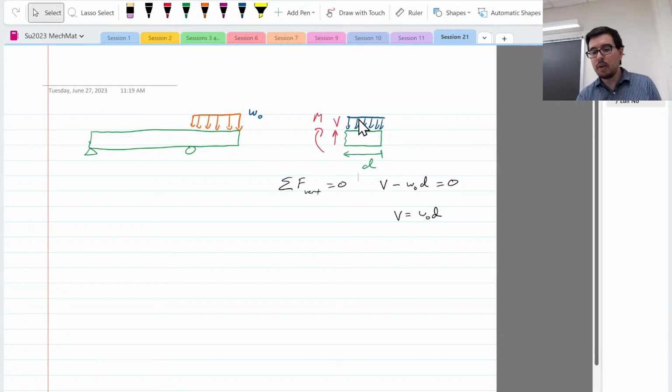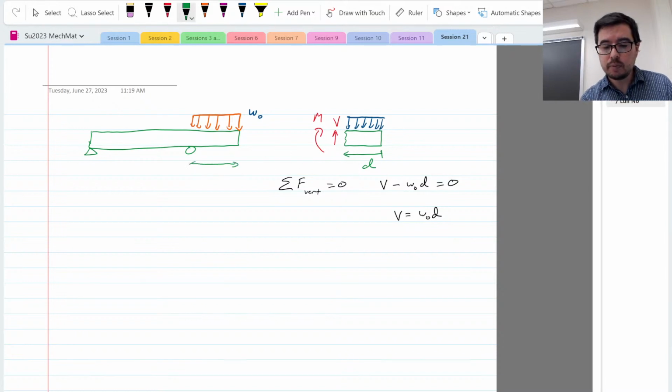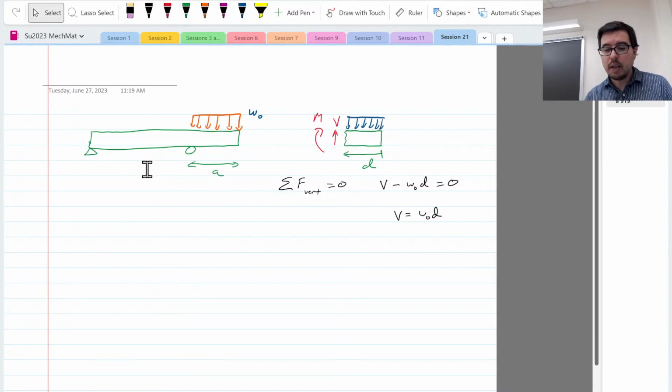actually, you tell me, what's the internal shear force right here at this point, at the end? 0, right? Okay, and then if this distance were A, then right around here we can figure out what the shear force is. It's just going to be W naught A.